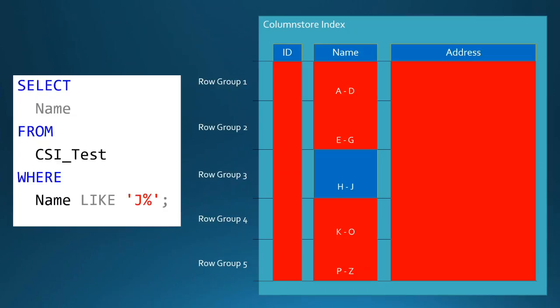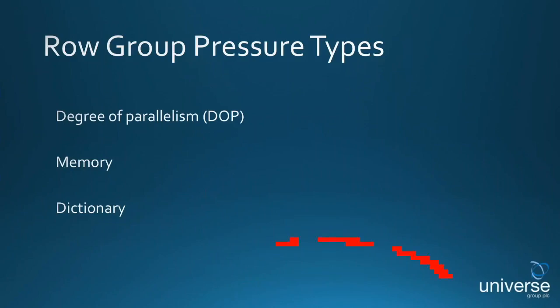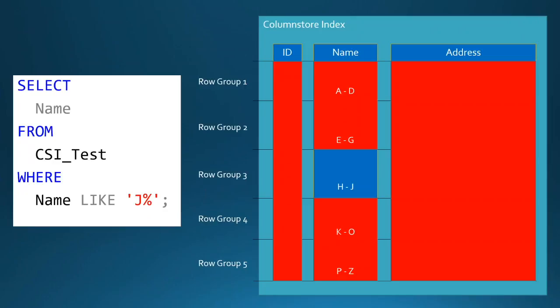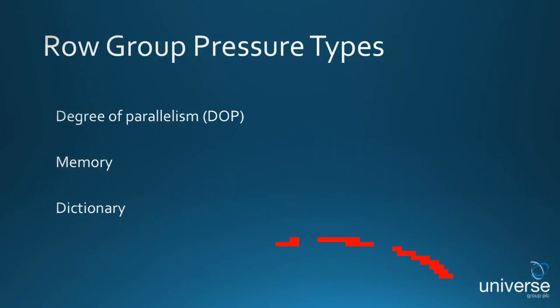Rowstore is still good if we're doing OLTP type stuff, kind of like singleton lookups. Columnstore is really good for scanning huge amounts of values within our specified range. So what's row group pressure? So these row groups, as I mentioned, we want them to be about a million rows. If our row groups have less data in them, it means we have to pay the cost of added overhead of reading all those extra segments.